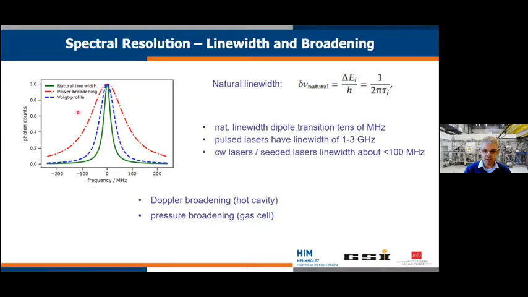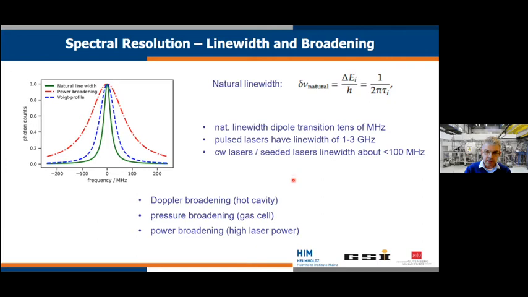Then you can have additional power broadening if you use a high power laser, which would oversaturate your transition. This could also lead to a broadening mechanism. So these are some things that could limit your resolution. The resolution that you require depends on what you want to measure. But as I said before, if you want to measure a full hyperfine spectrum where you need the relative intensities, you probably need high resolution.